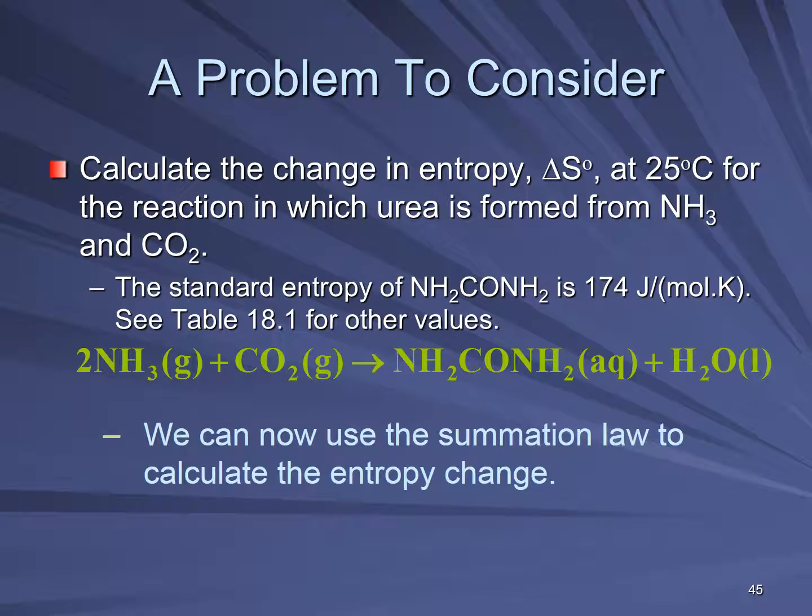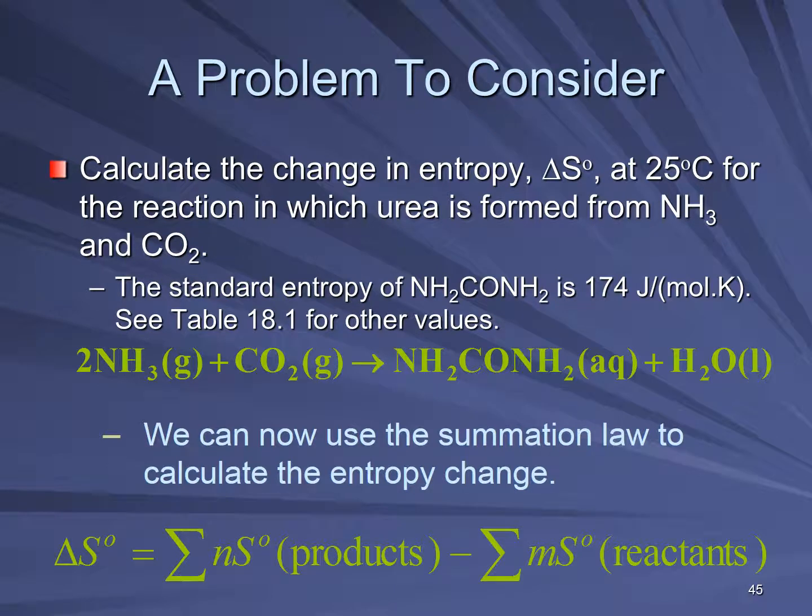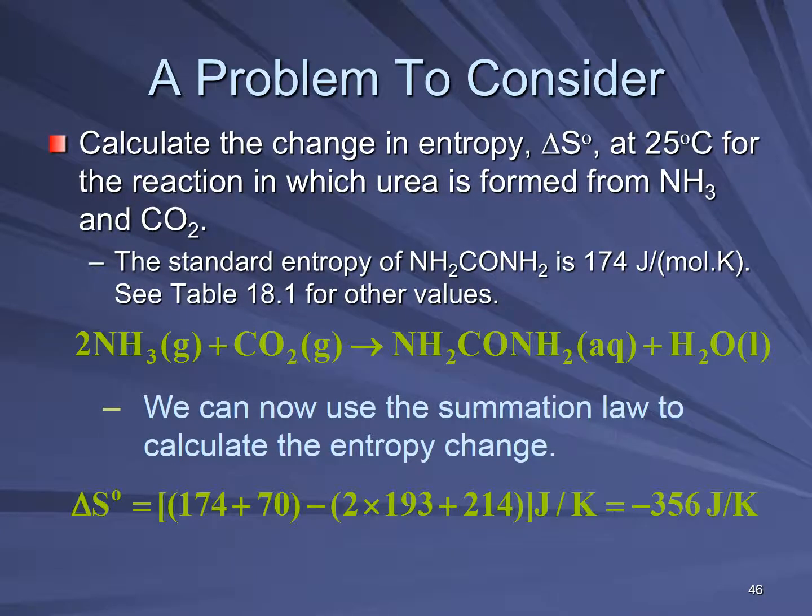All right, don't forget that you have to multiply by the coefficients, and so delta S is always going to be products minus reactants. So take the products times their coefficients minus the reactants times their coefficients. So in this case, we have the products, urea 174 plus H2O 70 gives us 244. And then we have the reactants, 2 times 193 plus 214. So if you take those and subtract the second one from the first one, you get negative 356 joules per Kelvin.